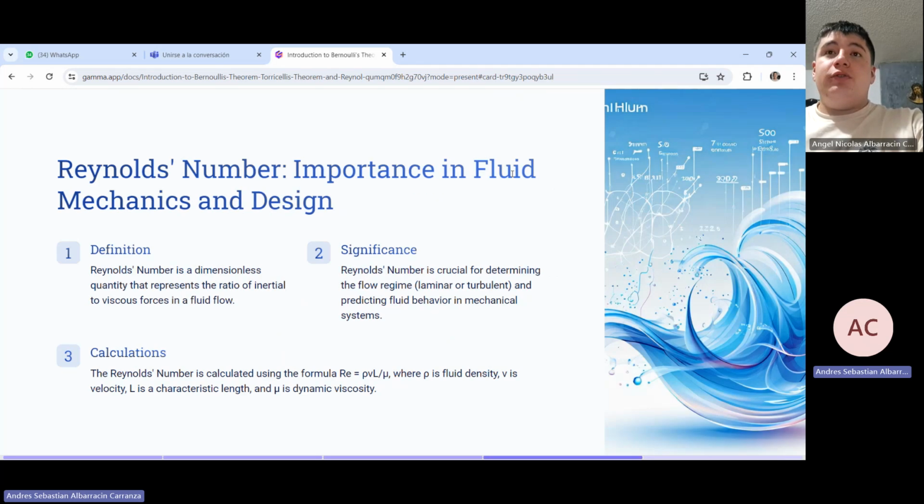Here we have to talk in more detail, because it's the topic of our project: Reynolds numbers, their influence on fluid mechanics and design. We have the definition. The Reynolds number is a dimensionless quantity that represents the ratio of inertial to viscous forces in a fluid flow. Its significance is that it is crucial to determine the flow regime, laminar or turbulent, and predict fluid behavior in mechanical systems. And you may wonder, what is laminar, what is turbulent?